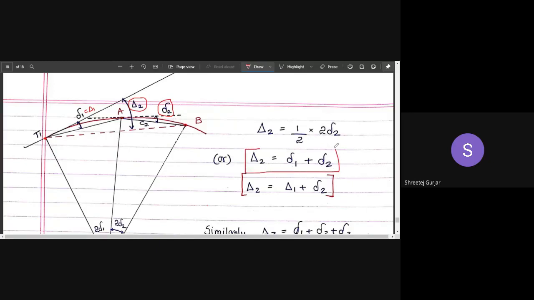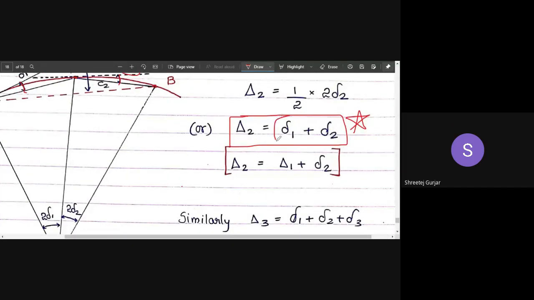So delta 2 is what? We know the deflection angle 2 is equal to delta 1 plus delta 2. This angle plus this angle, it is a property of a circle. If you add this angle and this angle, you will arrive at the total angle. Delta 1 plus delta 2 will give you the total deflection angle. This is very important, you have to remember. Delta 1 we have already calculated; it is nothing but your deflection angle, which we have derived.